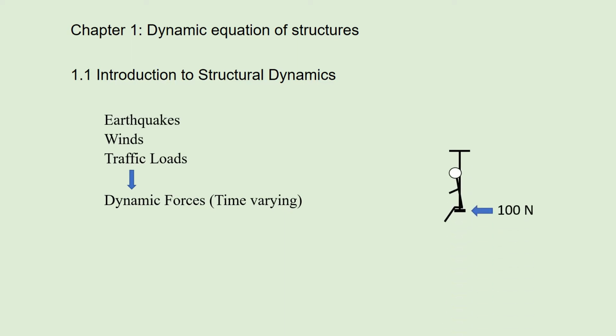Suppose you put a child on a swing. When you push it with 100 Newton statically, it moves, let's say, 10 centimeters. Whereas, you push it with 100 Newton rhythmically or dynamically, such as you push it and push it again when it comes back.